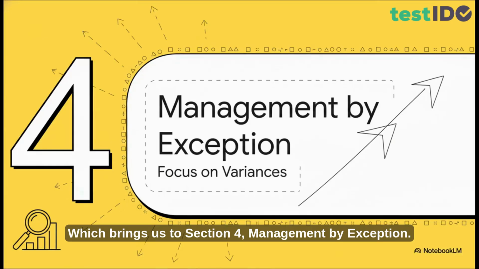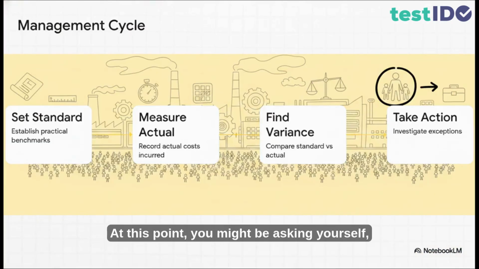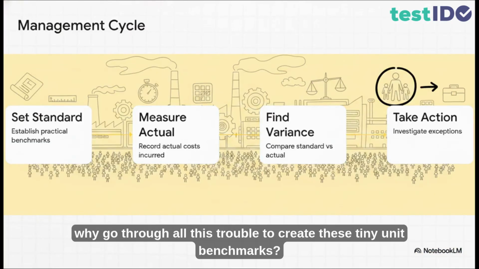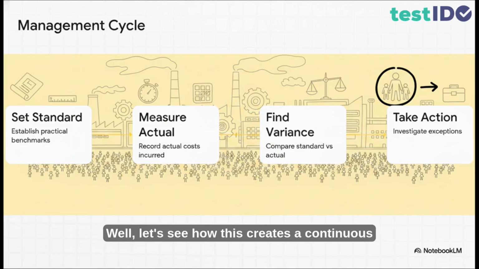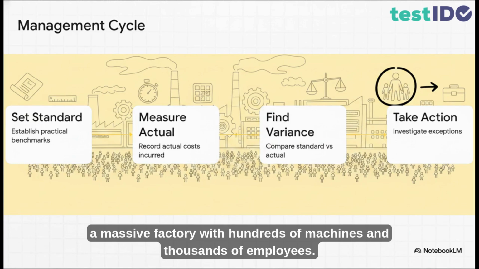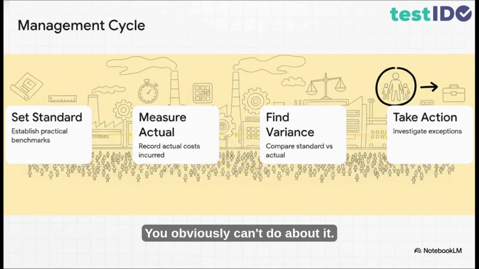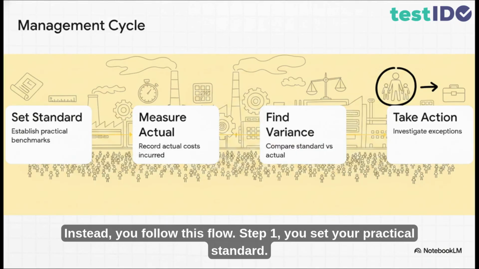Which brings us to Section 4, management by exception. At this point, you might be asking yourself, why go through all this trouble to create these tiny unit benchmarks? Well, let's see how this creates a continuous life cycle for a manager. Imagine you're overseeing a massive factory with hundreds of machines and thousands of employees. You obviously can't stand over every single worker's shoulder to watch what they're doing. Instead, you follow this flow.